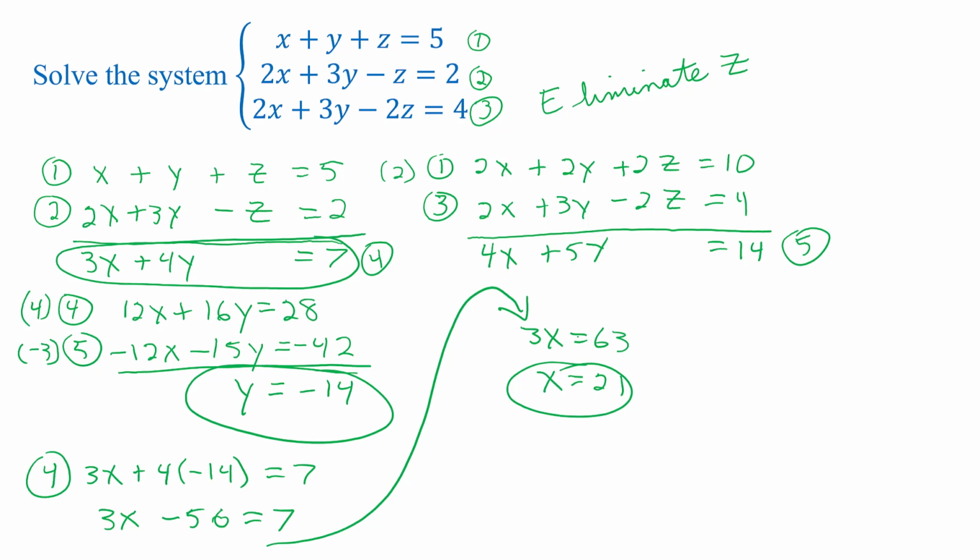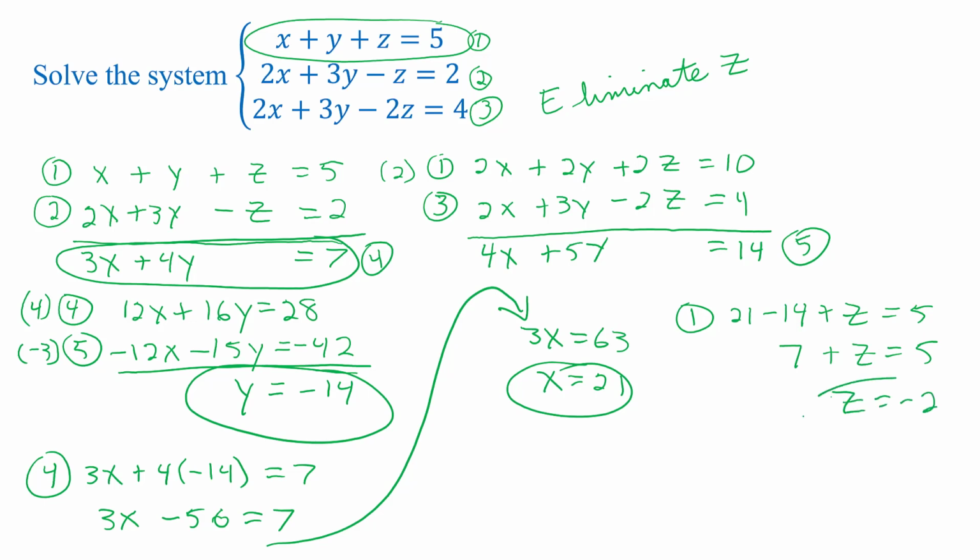I'm going to choose one of those first 3 equations, and I might as well grab equation 1 here to solve for z. So in equation 1, we have x, which is 21, plus y, which is negative 14, plus z equals 5. Okay, so 21 minus 14 is 7. 7 plus z equals 5. And then subtracting 7 from each side, I get z equals negative 2. Okay, so we've solved for x, y, and z here. I can write my solution as the ordered triple, 21, negative 14, negative 2.